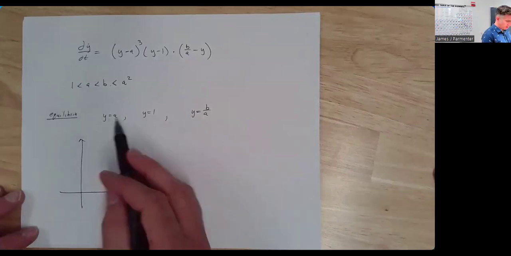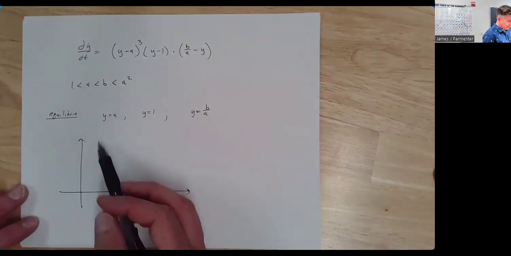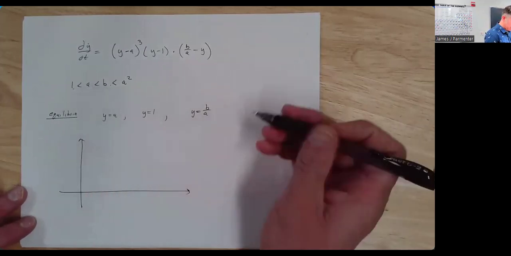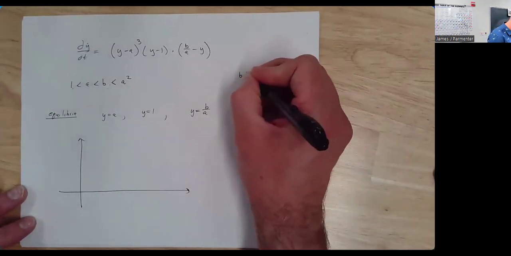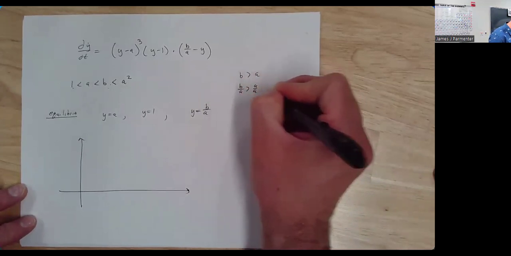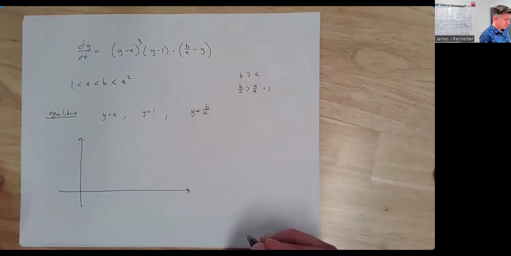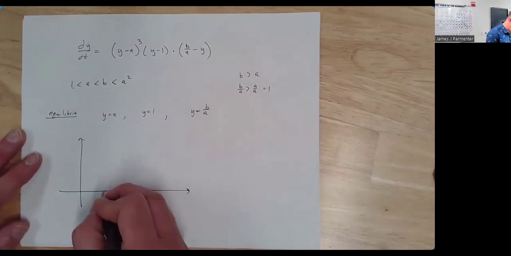So 1 is the smallest of these three things. a is bigger than 1. And since b is bigger than a, b divided by a is bigger than a divided by a, which is 1. So b divided by a is certainly bigger than 1 as well. So 1 is the smallest.